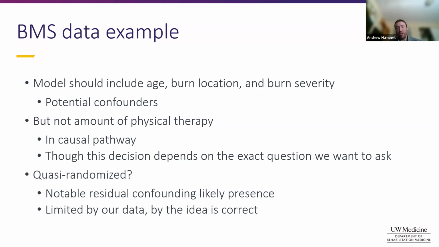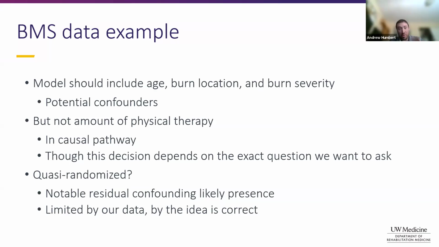And then I think the ultimate question: was this truly a quasi-randomized approach, right? And I'd say, probably not. There's probably notable residual confounding present. At least in terms of what we have in the burn model systems, we don't have things like depth of burn. So we're likely missing key characteristics for burn severity. And in the model I presented, there may be other factors that could be impactful as well. So this likely hasn't achieved a true quasi-randomized scenario.